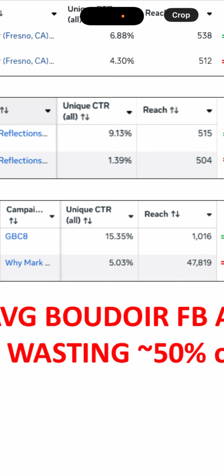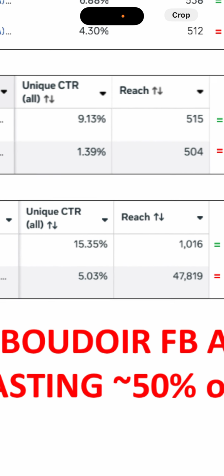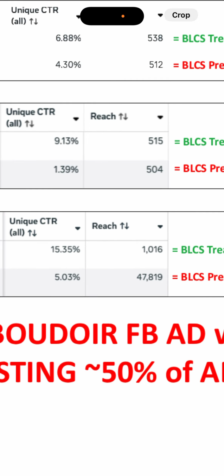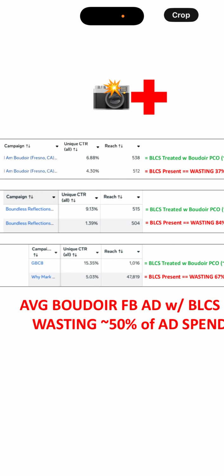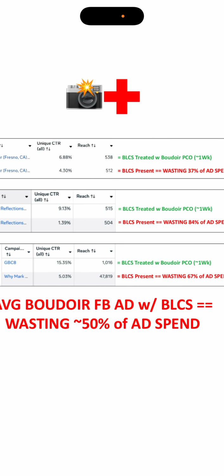Finally had a patient whose original Boudoir Facebook ad had 5.03% unique CTRL. So okay, we know the BLCS is present. Did a lot more with this Boudoir Pico test. Duplicated it, did a lot more treatment. Still took about a week. And we got the unique CTRL up to 15.35%.